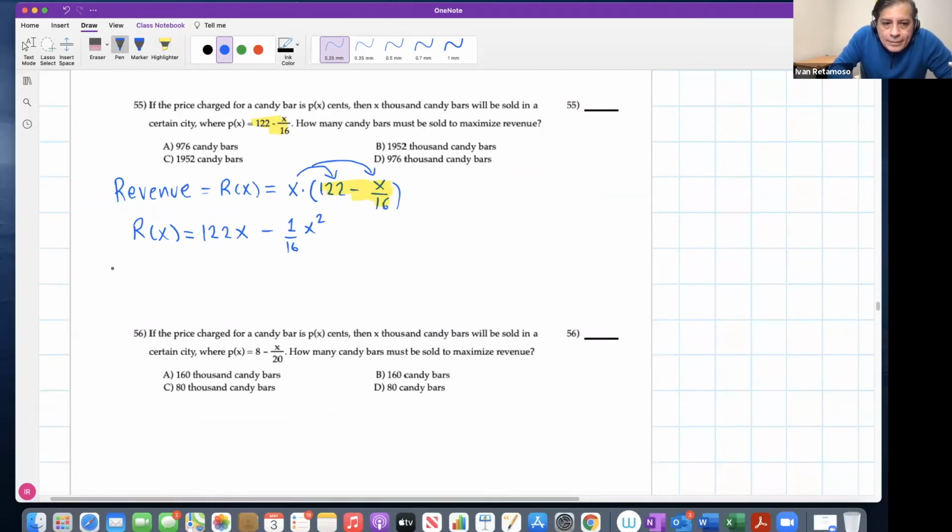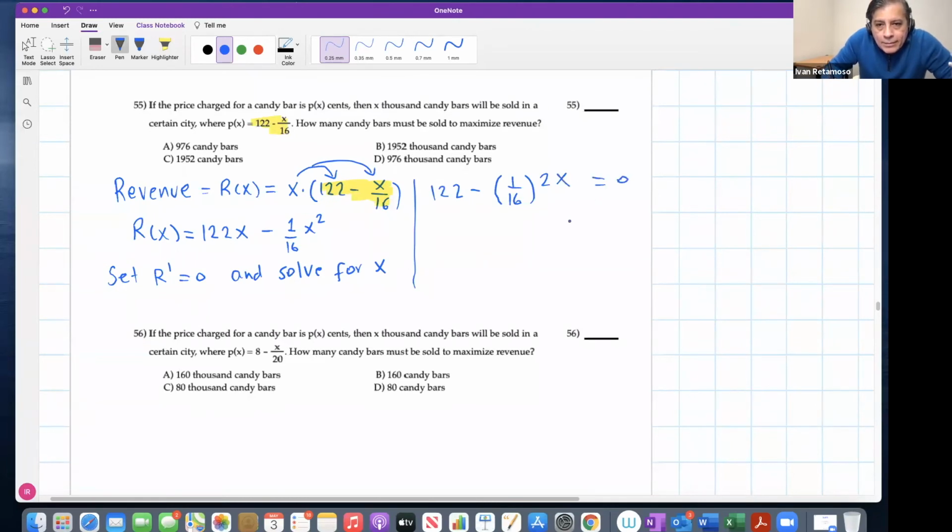Now, set the derivative of the revenue function equal to 0 and solve for x, right? This is how we maximize our revenue function. Solve for x. We don't have to put 0 anymore. Okay, great. So what will be the derivative of this guy? Derivative of this part will be 122, minus what? Minus 2 comes down multiplying this 1 over 16, times 2x. And this should be equal to 0.